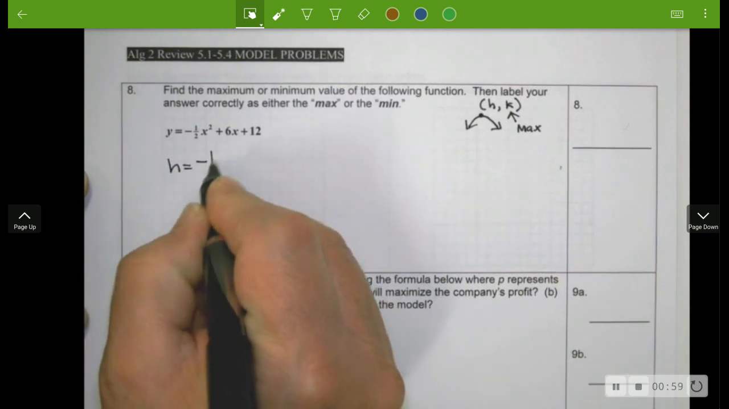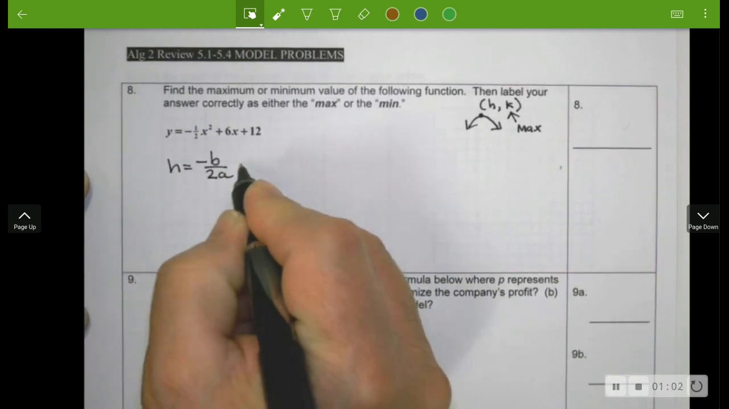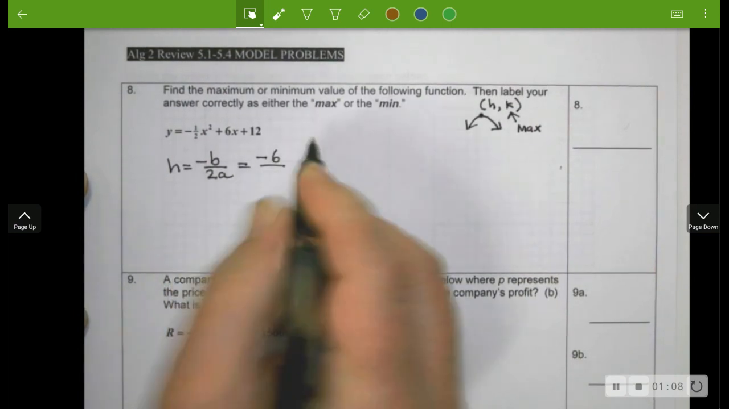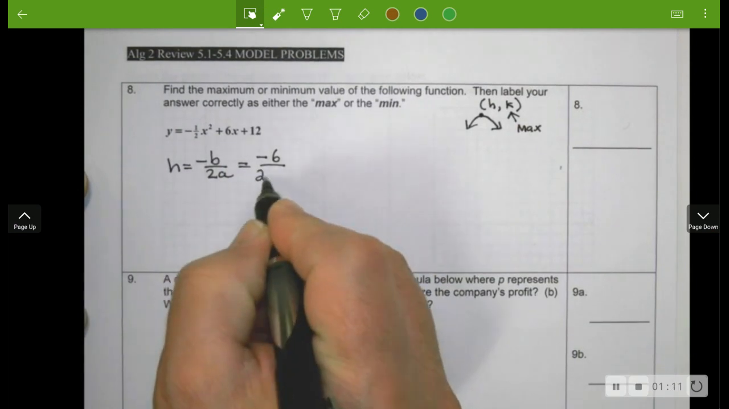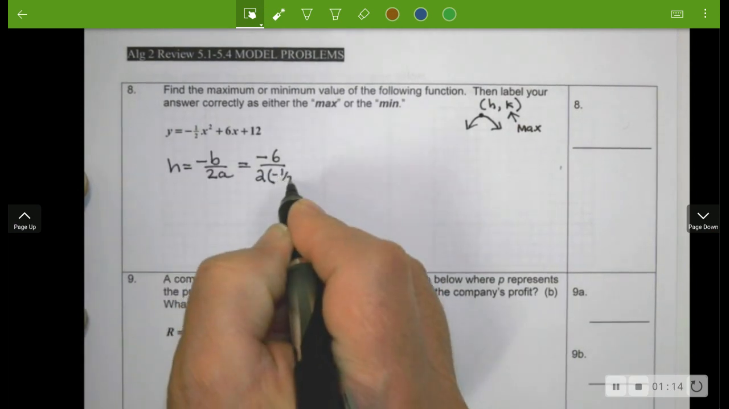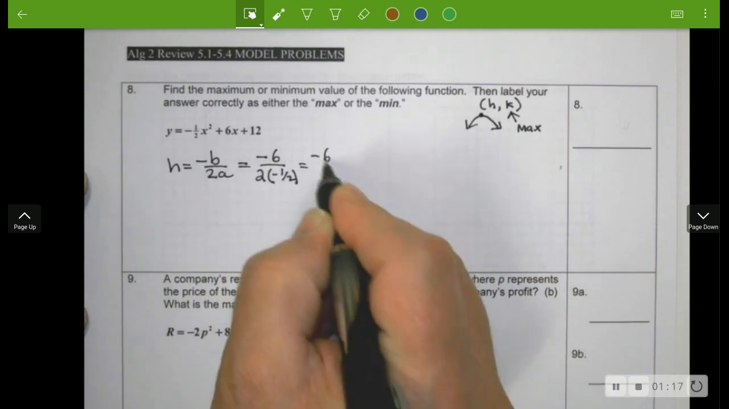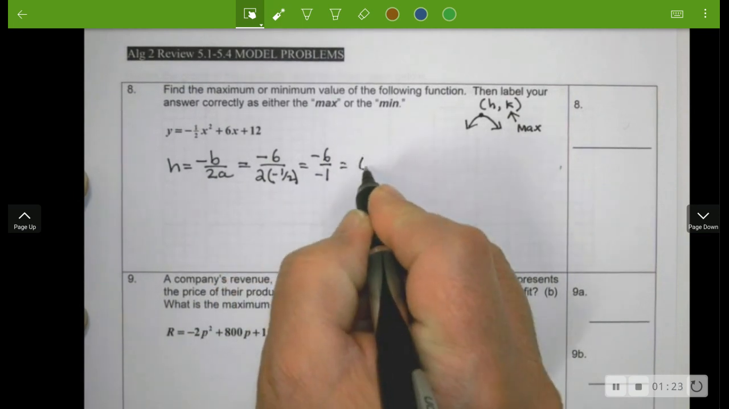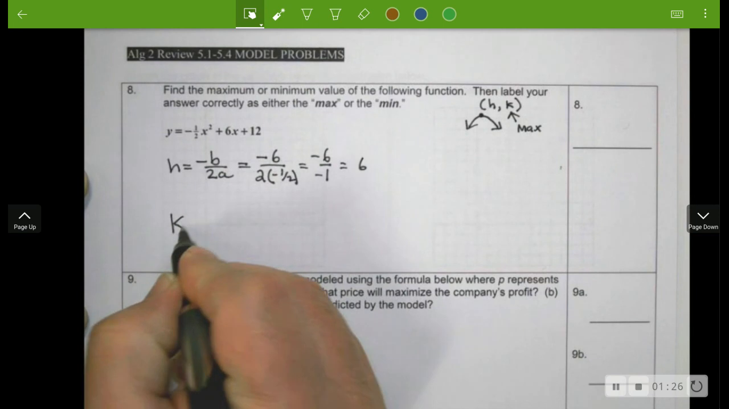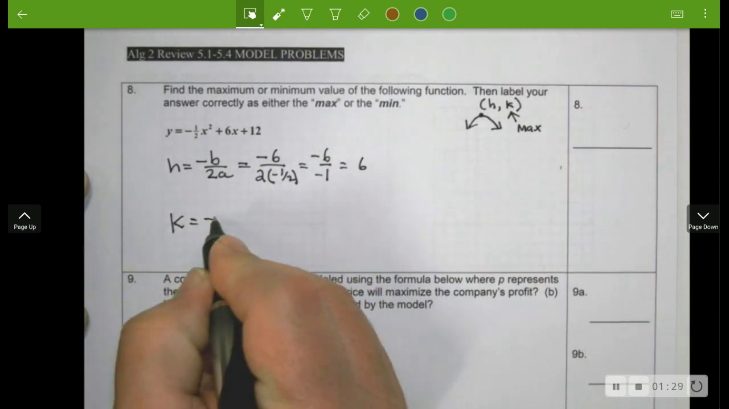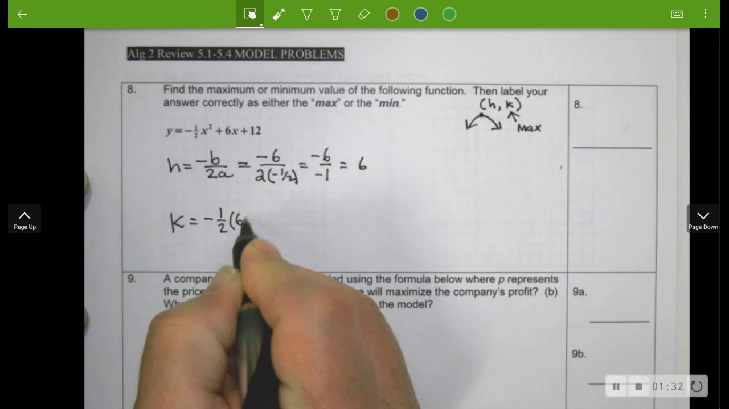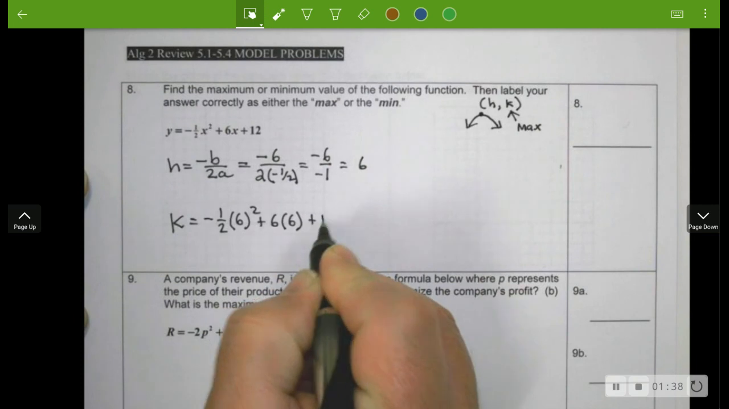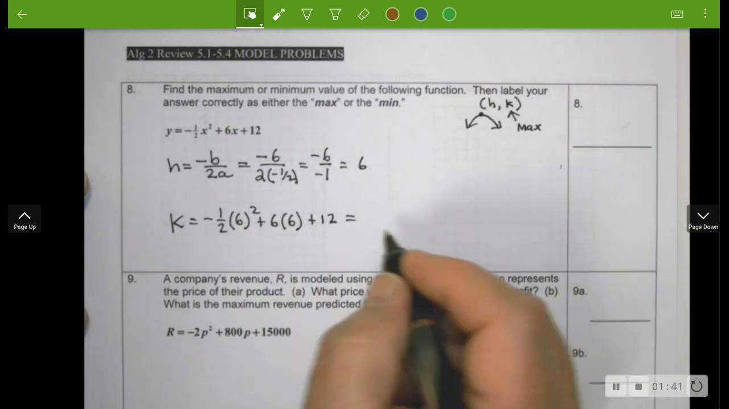It's a simple little formula we've used a number of times. Opposite of b over 2a. So we're going to take the opposite of the 6, b is 6, and we're going to take 2 times the a value. So then we get negative 6 over negative 1. The bottom is negative 1, and that turns out to be 6. And then to find the k value, you're going to plug that 6 into the equation. Now, if you do all the work here, you're going to get 30.